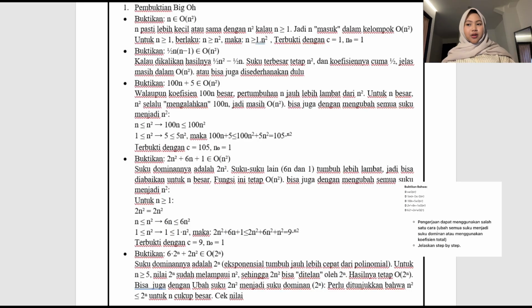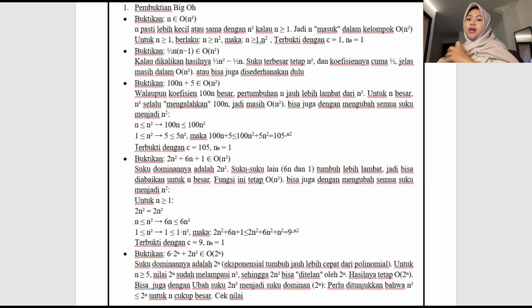Okay, the second program. The rule is simple. To prove f(n) belongs to O of g(n), we must find constants c and n0 such that f(n) is less than or equal to c times g(n) for all n greater than n0.